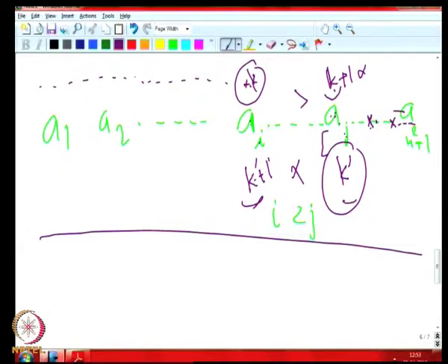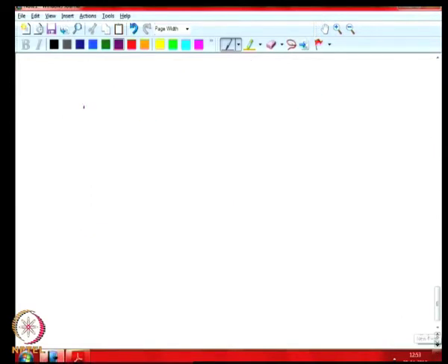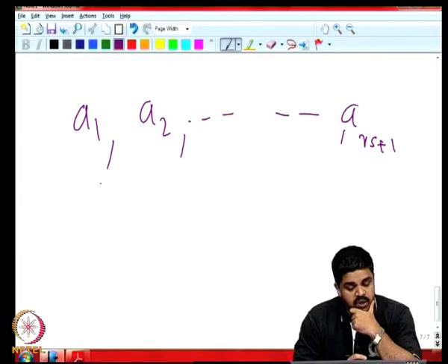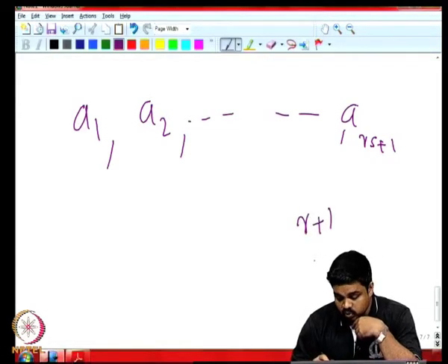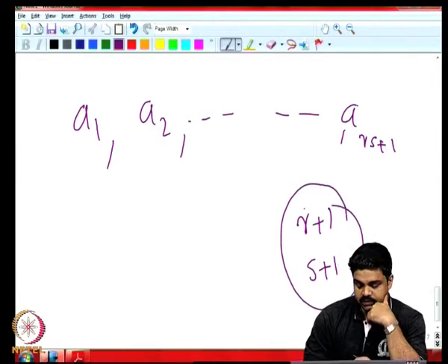Suppose you got a sequence of real numbers which doesn't satisfy this property, that means r times s plus 1 numbers are written such that there is no increasing subsequence of length r plus 1 and there is no decreasing subsequence of length s plus 1.